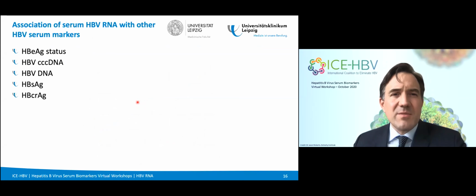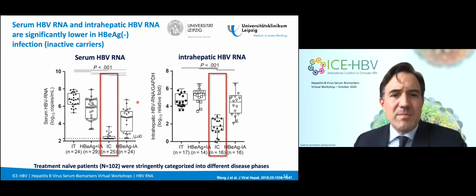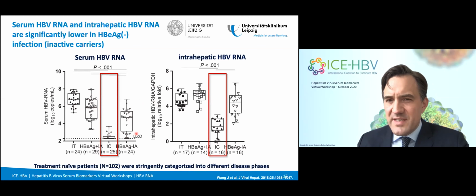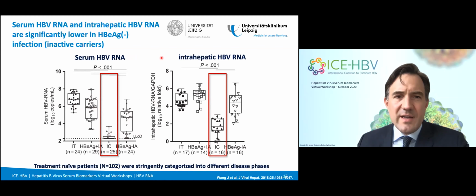So how is serum HBV RNA associated with other serum markers? First of all, serum HBV RNA and intrahepatic HBV RNA are significantly lower in e-antigen negative infections and inactive carriers. And this has been shown in the study from Wang that I quoted earlier. Here you can see that the inactive carriers have undetectable or very low HBV RNA levels as compared to e-antigen positive disease or e-antigen negative disease. And this holds true for serum and intrahepatic HBV RNA.